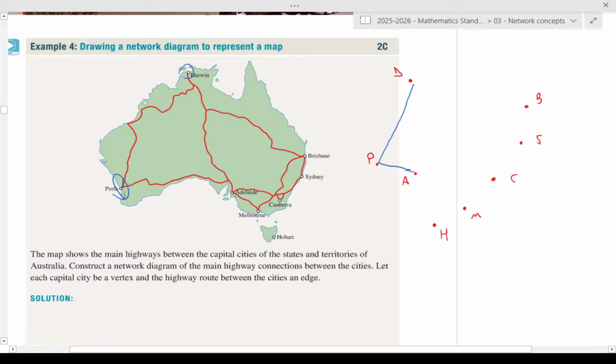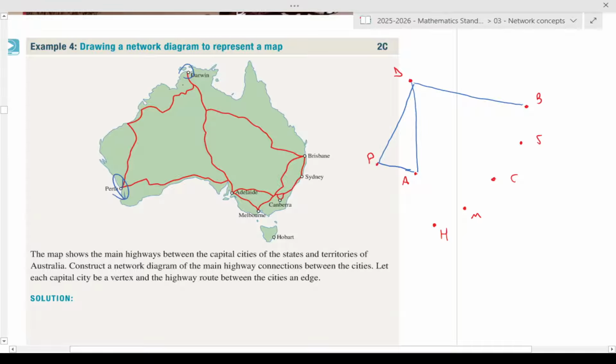Darwin has one going to Perth. That's already done. It has one going to Brisbane. Cool. It also has one going to Adelaide. There we go. That's good. Does it have any others that it can go through?